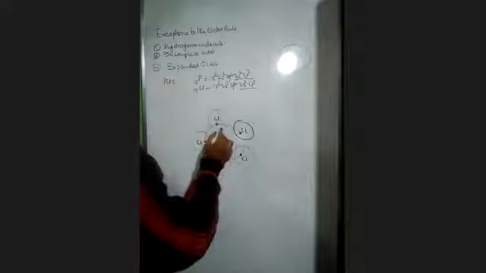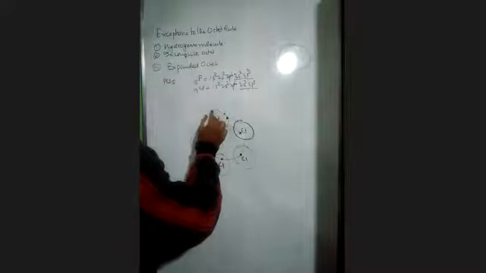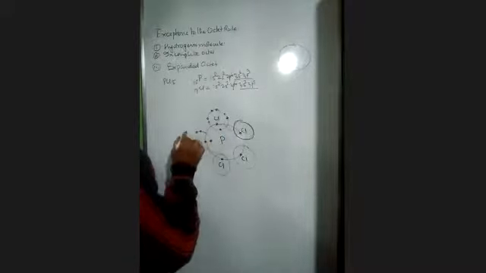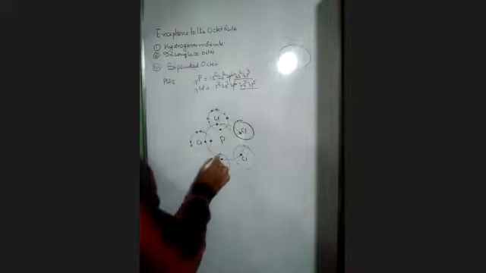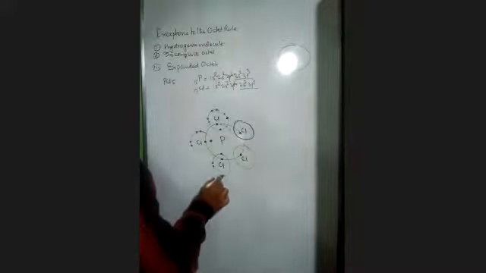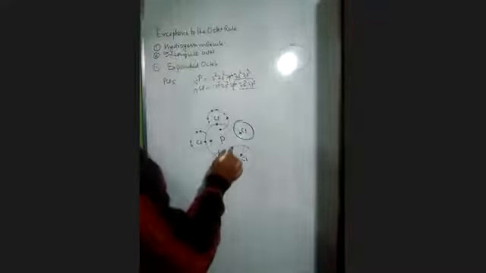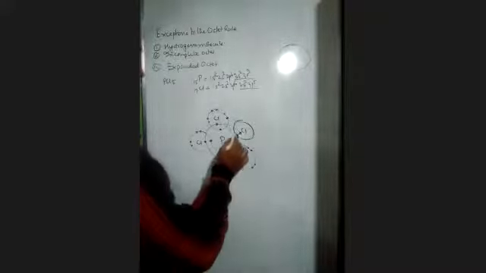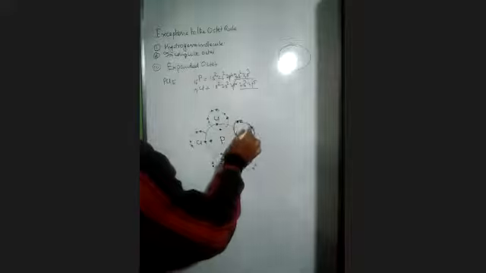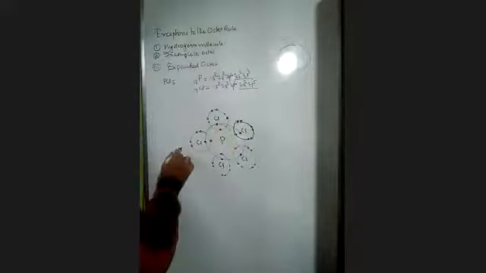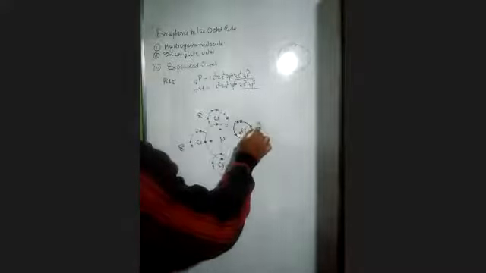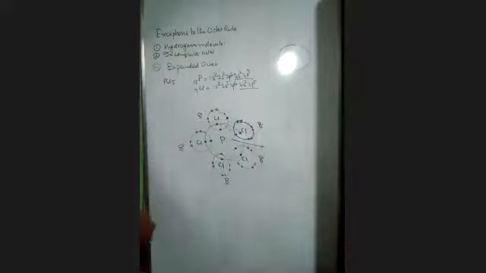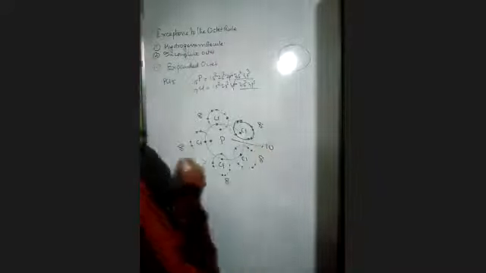Chlorine has 7: 1, 2, 3, 4, 5, 6, 7. Now see here, this is 8, this is 8, this is 8, this is 8, this is 8. Phosphorus is how much? Is it not 10? It's 10.